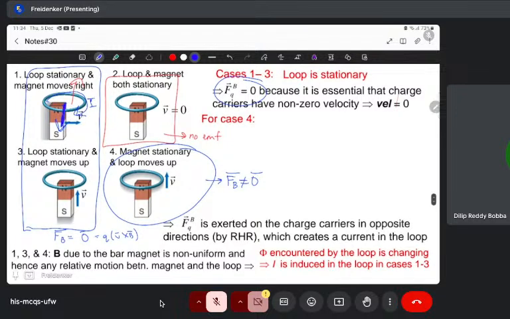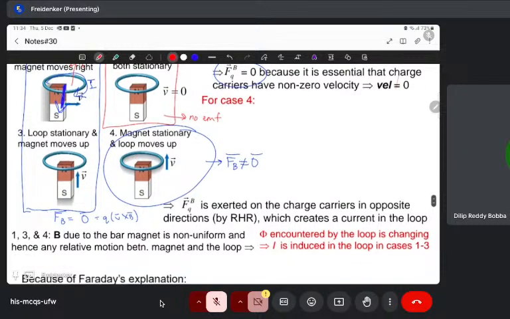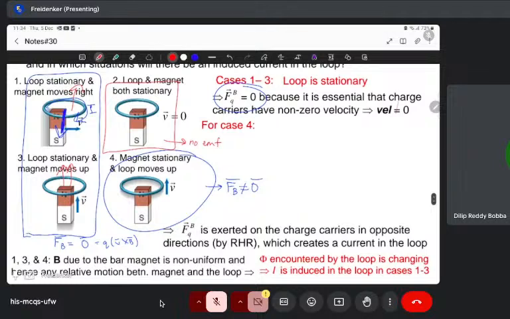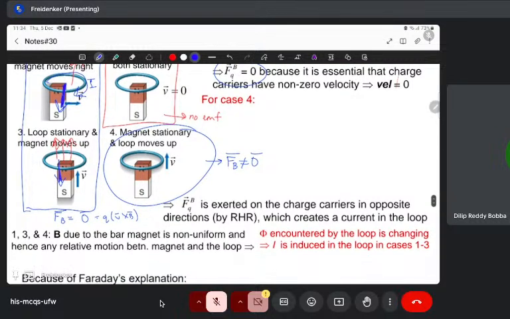Case 2, nothing is happening. Case 3, as the magnet moves closer, the number of field lines will increase, and therefore magnetic flux will increase. So in order to oppose this, you have to decrease the magnetic flux in this direction. How do you decrease it? You increase the magnetic flux in the opposite direction. How do you do this? You take the thumb of your right hand, point it in the downward direction, rotate your fingers, and you will get the clockwise direction. So I induced will be in the clockwise direction.